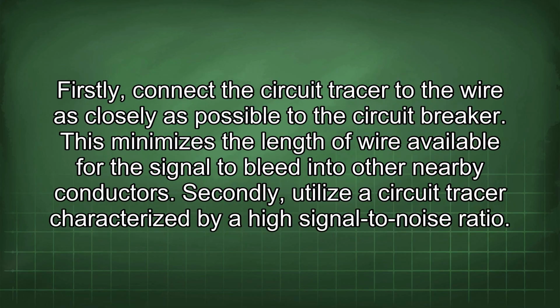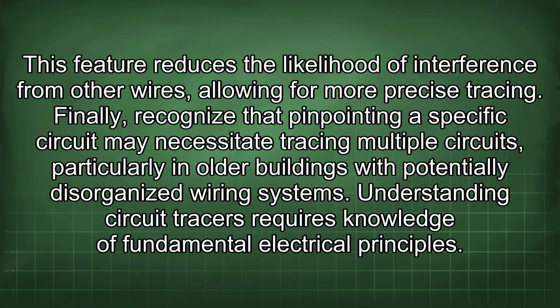Firstly, connect the circuit tracer to the wire as closely as possible to the circuit breaker. This minimizes the length of wire available for the signal to bleed into other nearby conductors. Secondly, utilize a circuit tracer characterized by a high signal-to-noise ratio. This feature reduces the likelihood of interference from other wires, allowing for more precise tracing. Finally, recognize that pinpointing a specific circuit may necessitate tracing multiple circuits, particularly in older buildings with potentially disorganized wiring systems.